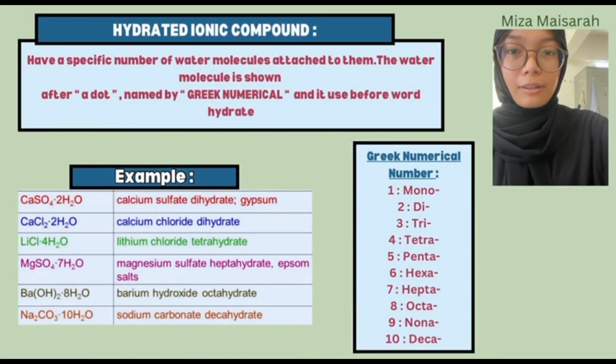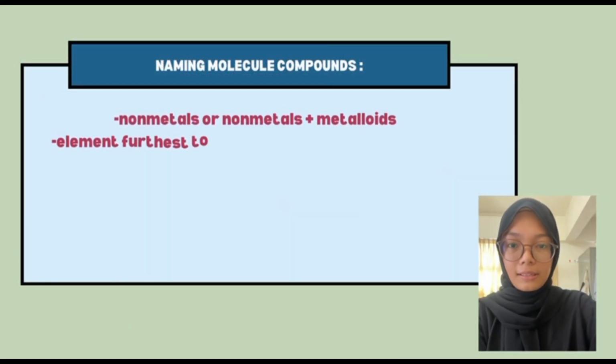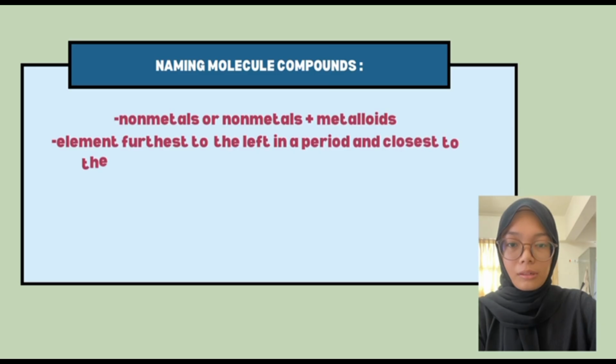The definition of hydrate ionic compound: hydrated ionic compounds have a specific number of water molecules attached to them. The water molecules are shown after a dot and named by the Greek numeral used before the word hydrate. This is the Greek numerals, and examples of hydrated ionic compounds are calcium sulfate dihydrate and calcium chloride dihydrate. The definition of naming molecular compounds: non-metal plus non-metal or metalloids.